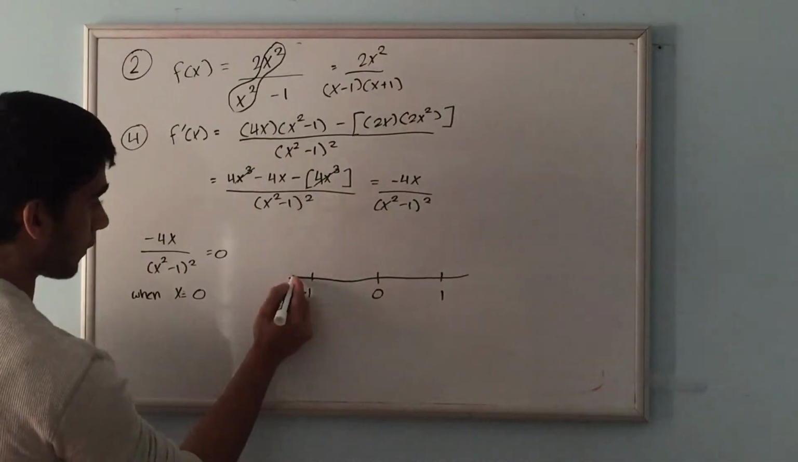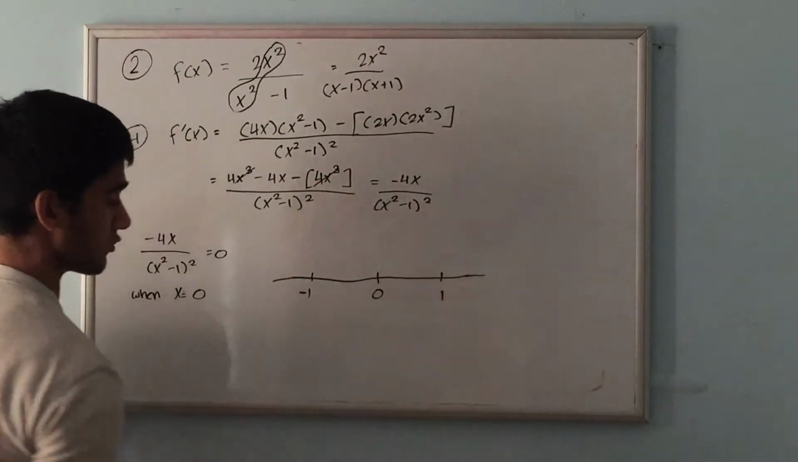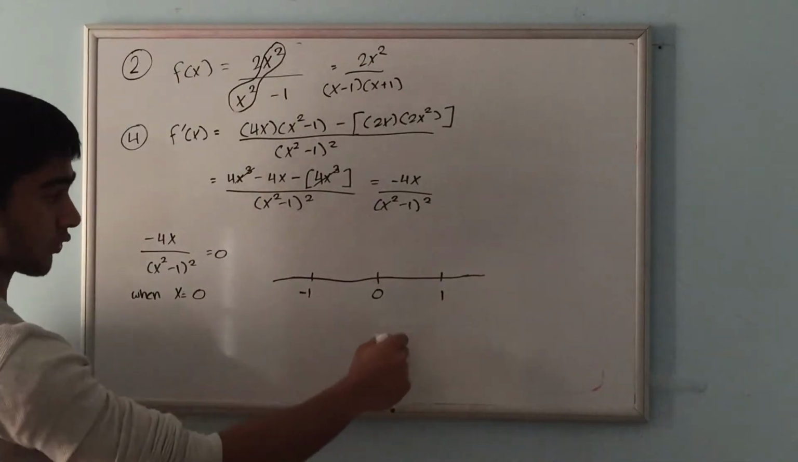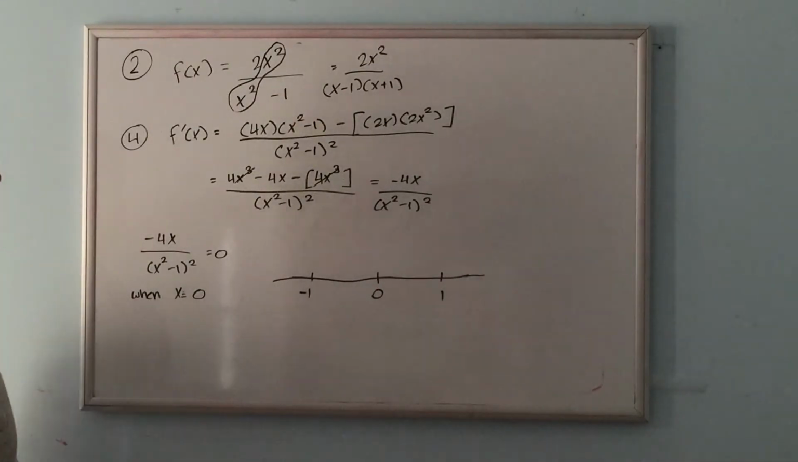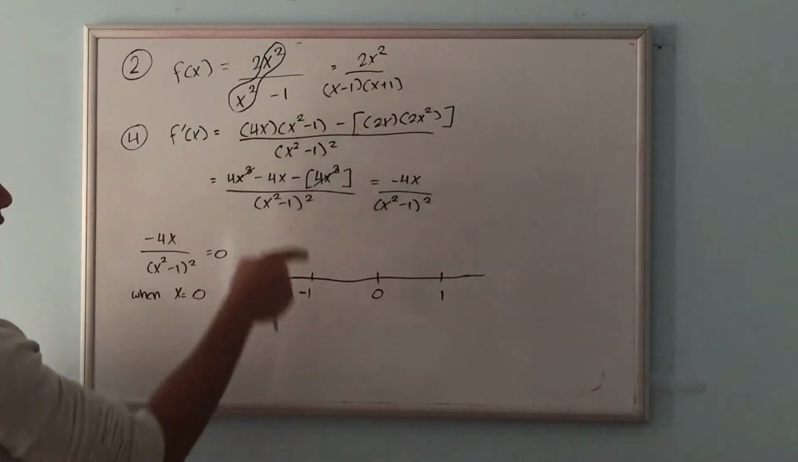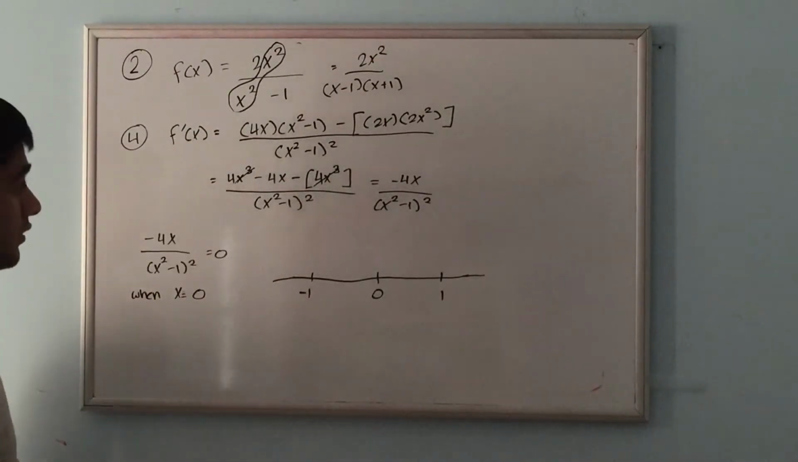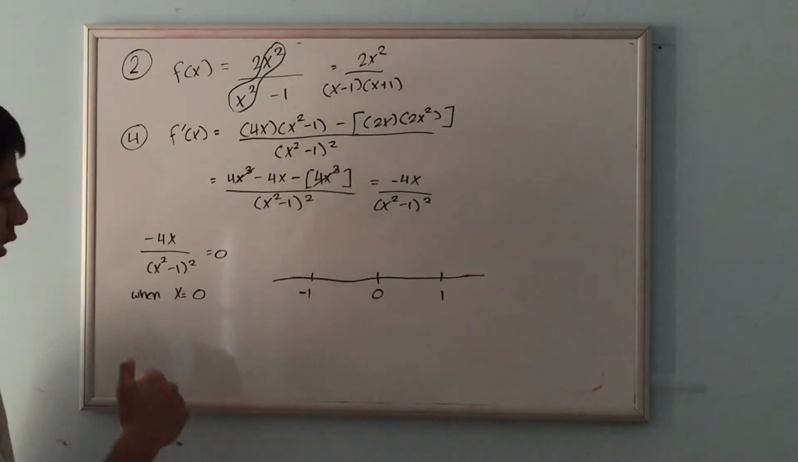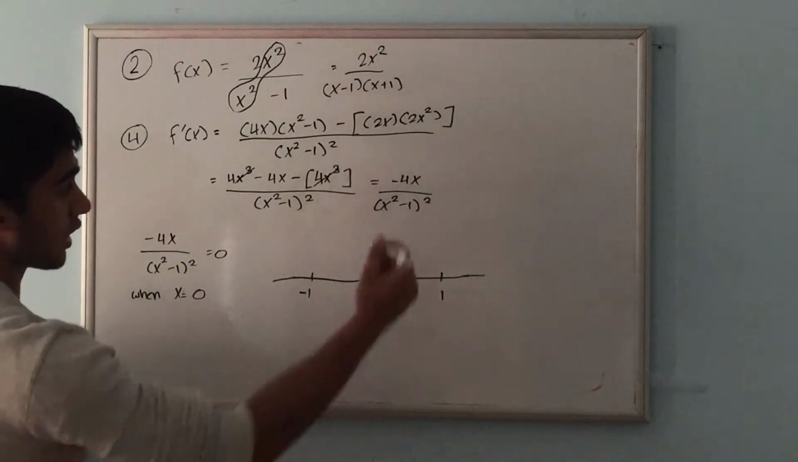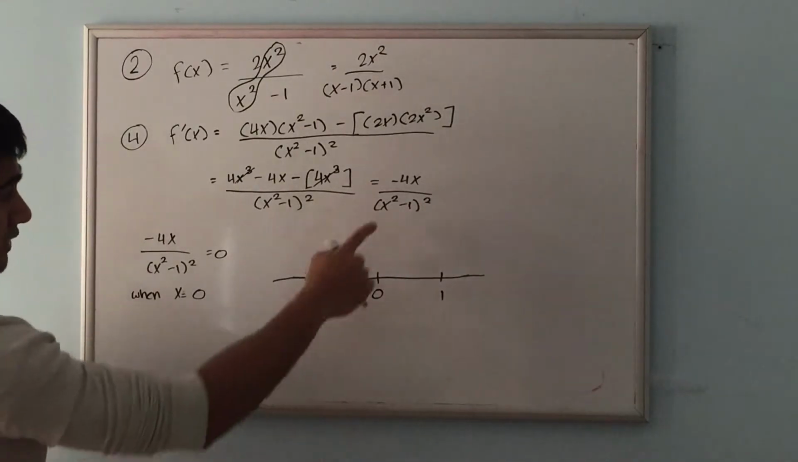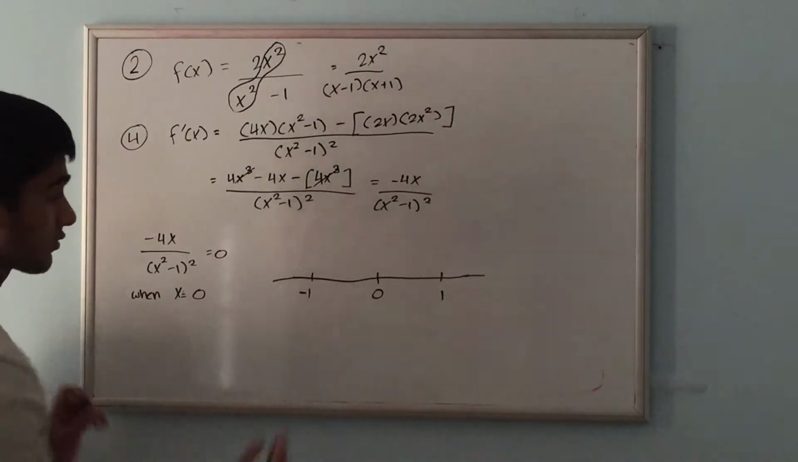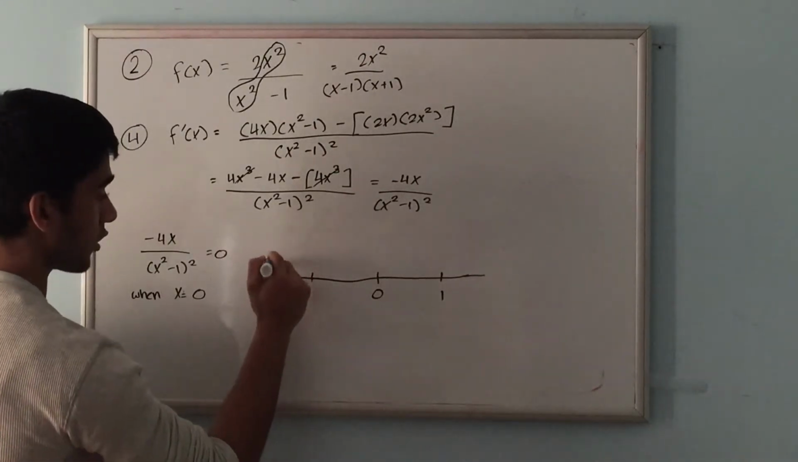So now what we have to do is test the boundaries: left of negative 1, in the middle of negative 1 and 0, in the middle of 0 and 1, and right of 1, to determine the sign we get when we plug in a number in the derivative. So let's take negative 2, and if you plug it in here, notice how the top becomes a positive 8, but the bottom will always stay positive. So it'll be a positive over positive, so this is a positive, and we can draw the line slope going up like that.